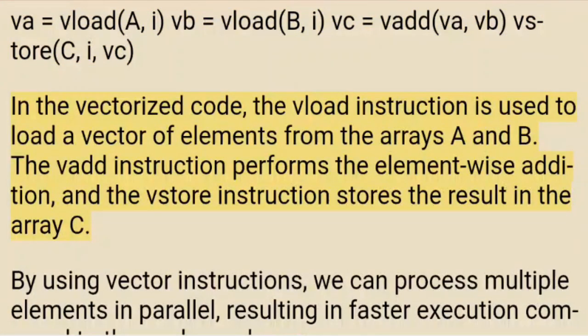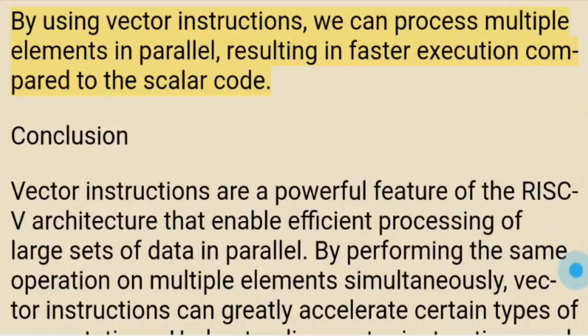In the vectorized code, the vload instruction is used to load a vector of elements from the arrays A and B. The vadd instruction performs the element-wise addition, and the vstore instruction stores the result in the array C. By using vector instructions, we can process multiple elements in parallel, resulting in faster execution compared to the scalar code.